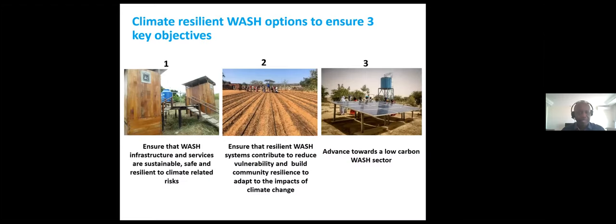Next slide, please. So now let's look a little bit at the issue of options. There are obviously many ways in which you can group solutions. But what we recommend is that you have three key objectives in mind. The first one is ensuring the sustainability and safety and resilience to climate risk of the infrastructure services and behaviors, WASH infrastructure services and behaviors. This is obviously related to making sure that resources are used in a sustainable way, that they're protected, and in some cases it also has implications for the disposal of waste.